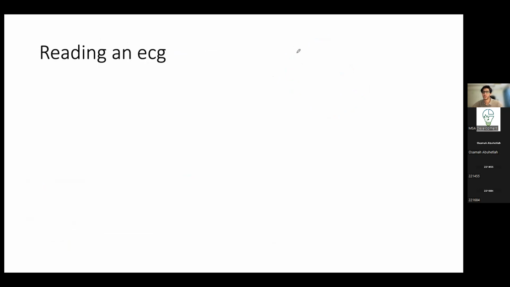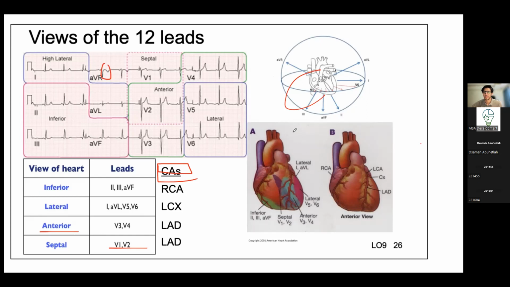Radwan, would you like to continue now? We're talking about the RCA, LCX. RCA is the right coronary artery, LCX is the lateral circumflex artery, and LAD is the left anterior descending artery. Now these arteries, so this goes back to your anatomy, this is not physiology. These arteries supply specific areas of the heart predominantly, okay?